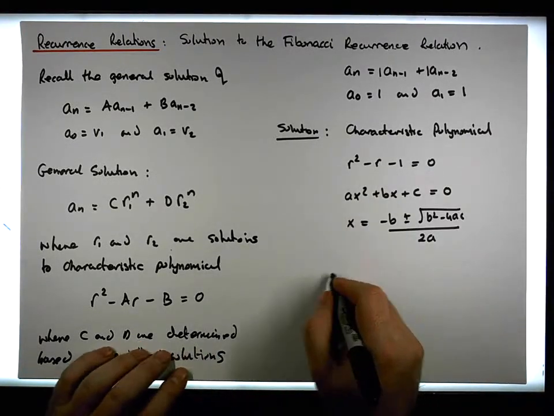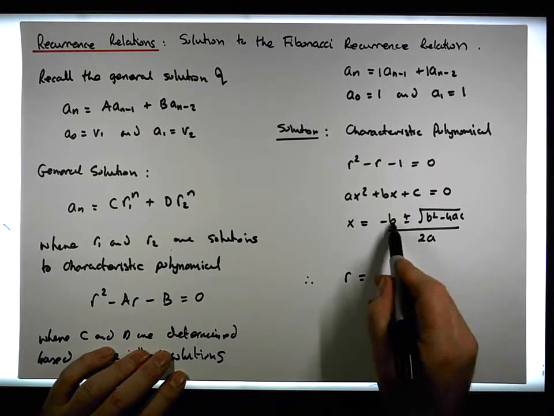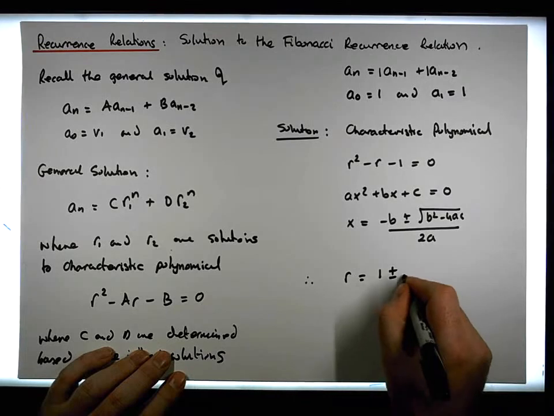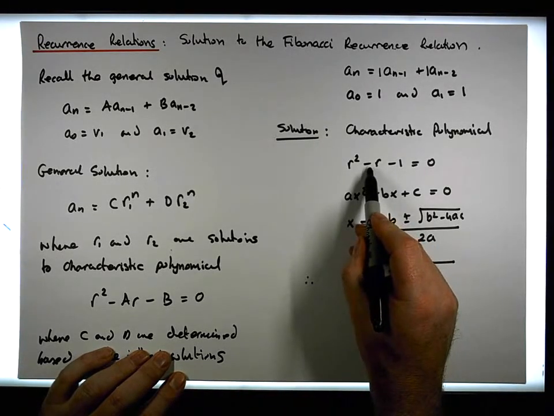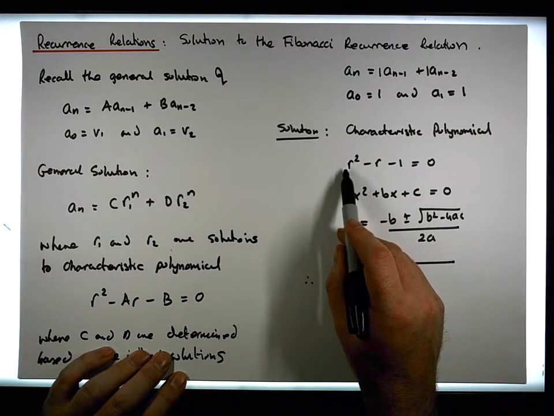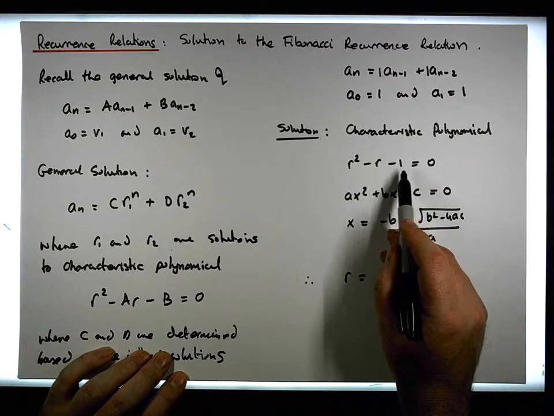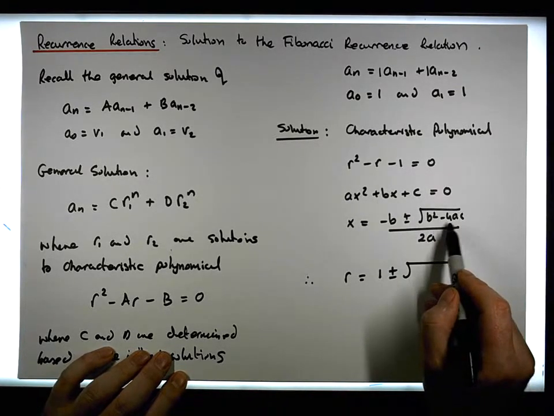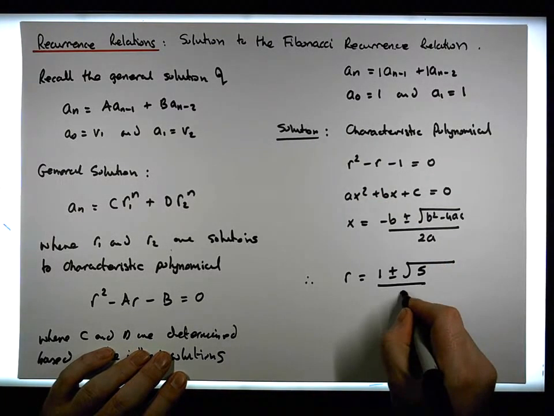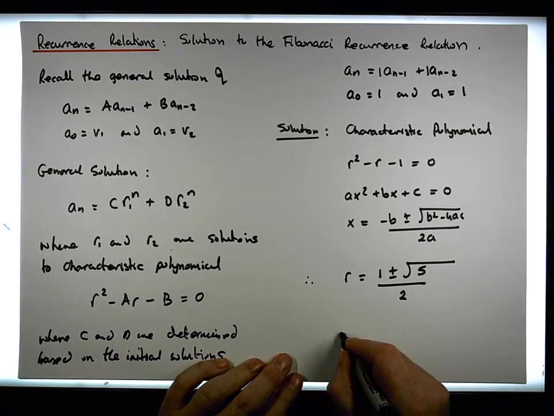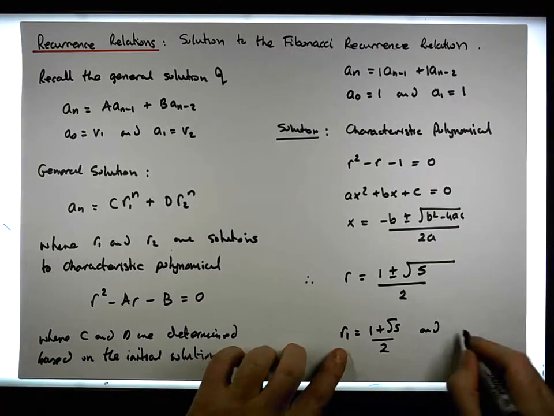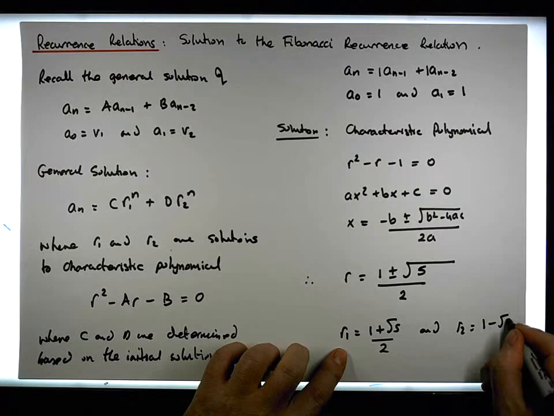So therefore we have that r must be equal to minus times the b value, so minus times -1 gives us 1, plus or minus the square root of b squared, once again minus times minus is positive, that gives us a 1, minus 4 times a, which is minus 4 times 1 is -4, times c, which is -1, gives us a positive 4 now. So we have 1 plus 4 gives us root 5, all over 2 times a, which is 2. So our solutions are r1 is equal to 1 plus root 5 over 2, and r2 is equal to 1 minus root 5 over 2.